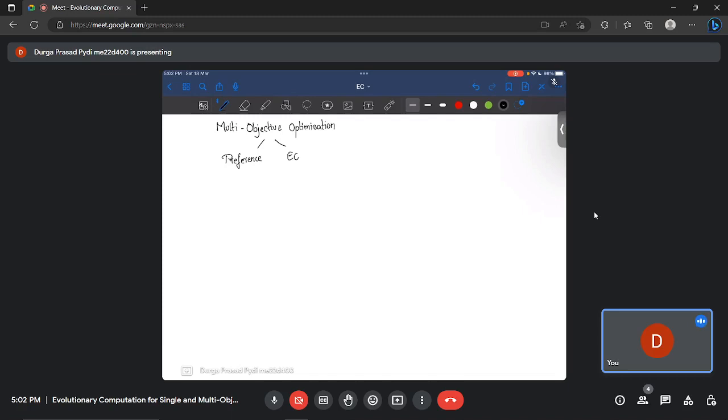Before going to the classical techniques, we will see what we discussed about the Pareto solutions. We came across two terms. Basically, one is dominance. The second one is diversity. We discussed that we need both of these to be present in our Pareto solutions.